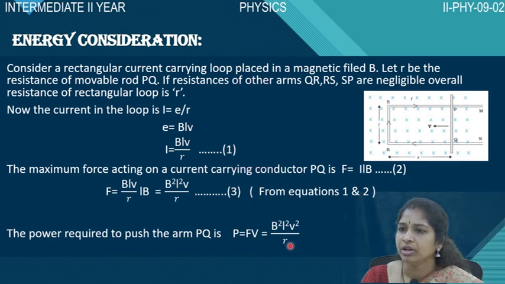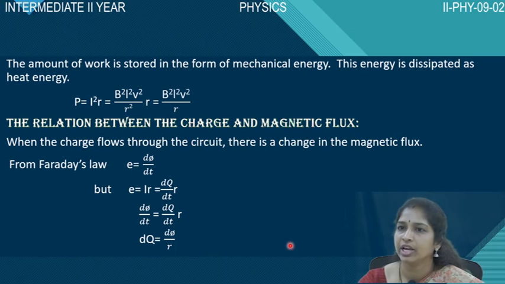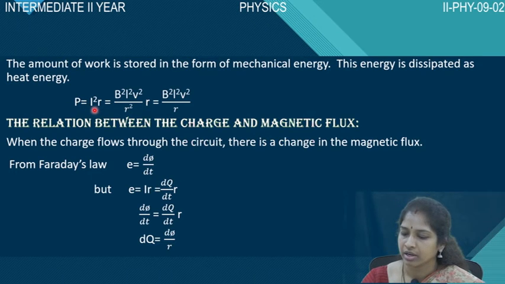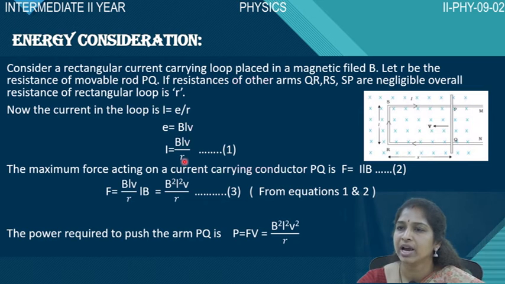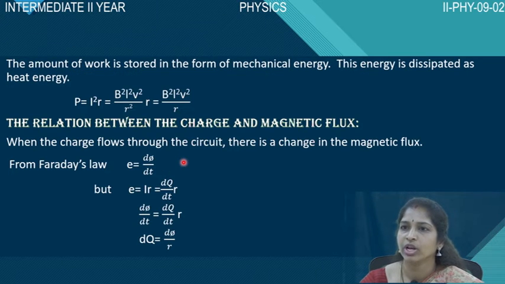This power we can also calculate using another equation, which is I square into R. This we have discussed in the current electricity chapter. Power is the square of the current into R. So here I is BLV by R from equation 1. I square means B square L square V square by R square. That only we can substitute in this equation: B square L square V square by R square into R. So this one R will get cancelled, and in the denominator we will have only one R. So we get P is B square L square V square by R.